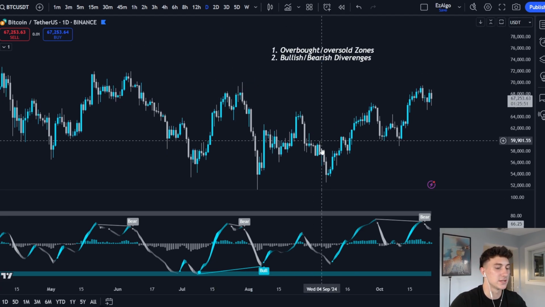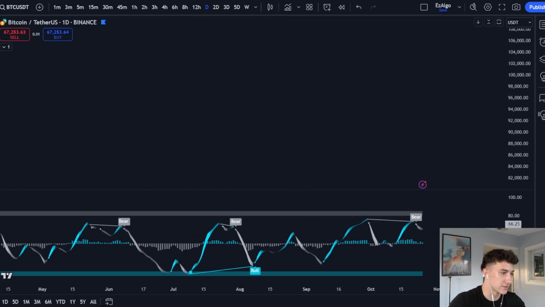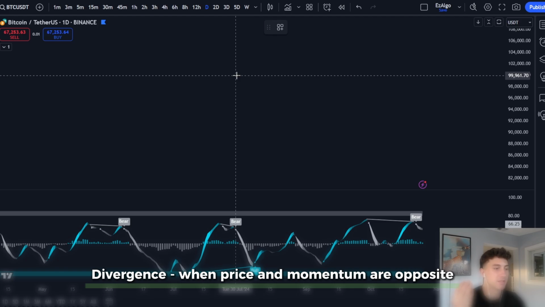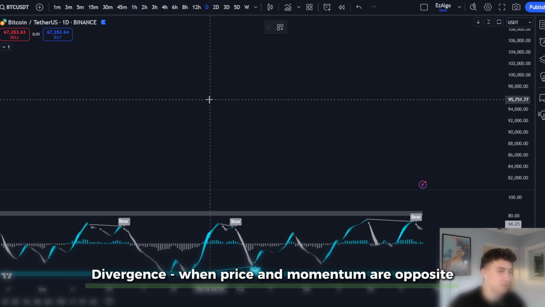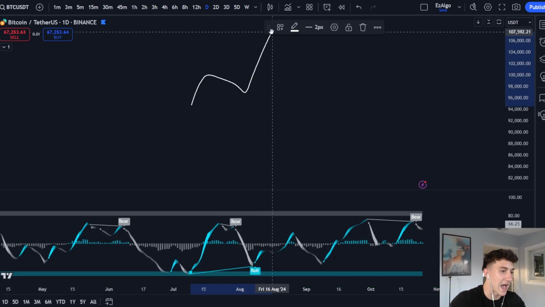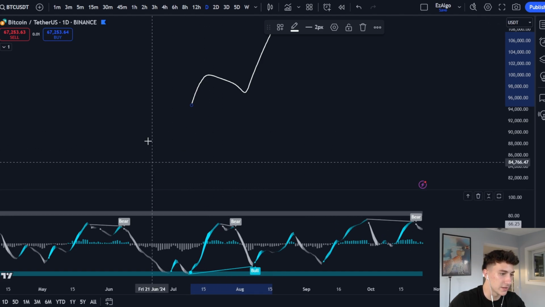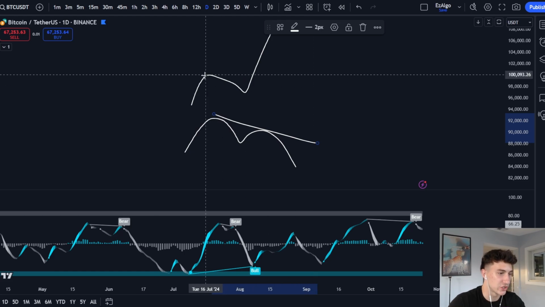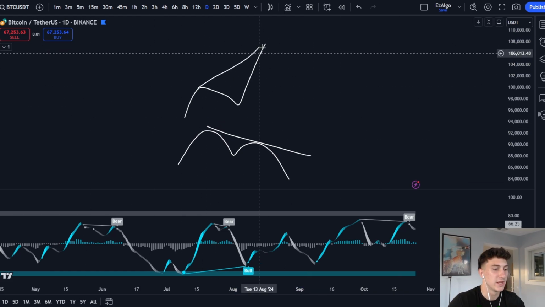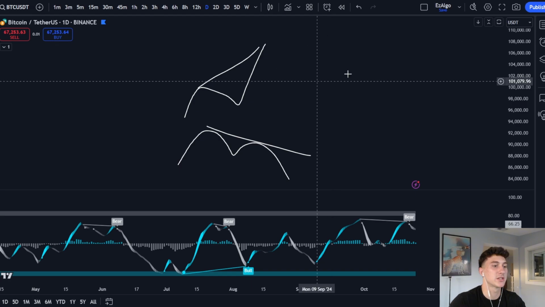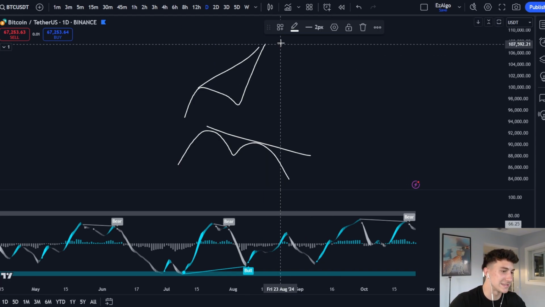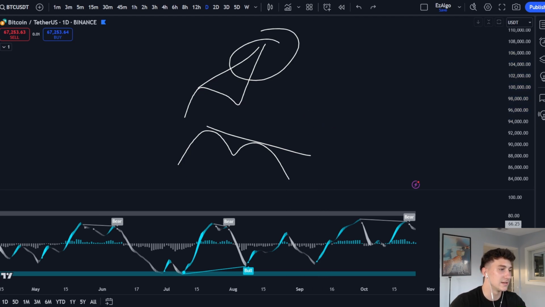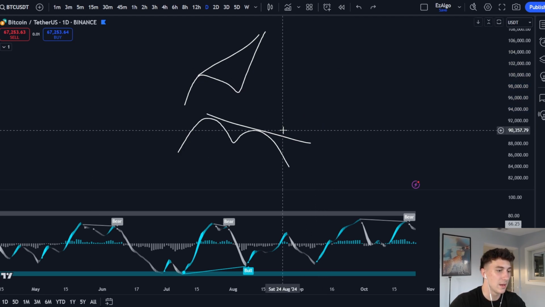Now, the second way I use this is for the bullish and bearish divergences. So a divergence is when price and momentum are doing the opposite. It's a discrepancy in price and momentum. So for example, if price is making a higher high as the momentum on the oscillator is making a lower low, this is called a bearish divergence, right? It means buying pressure is becoming weaker and weaker as price is creating a higher high, telling us that this is likely just a liquidity grab and that price will continue back in the downside direction. So that is a bearish divergence.